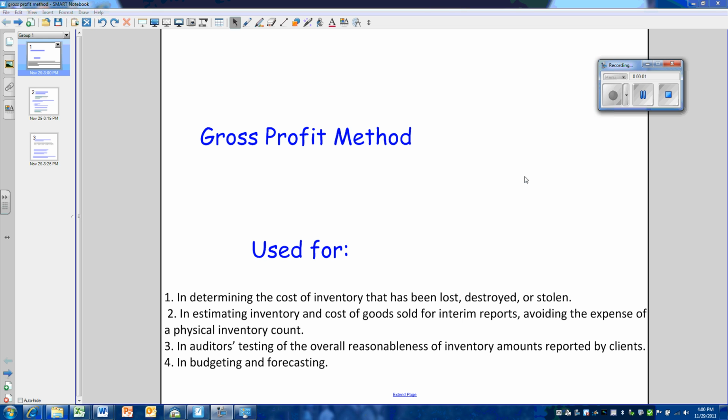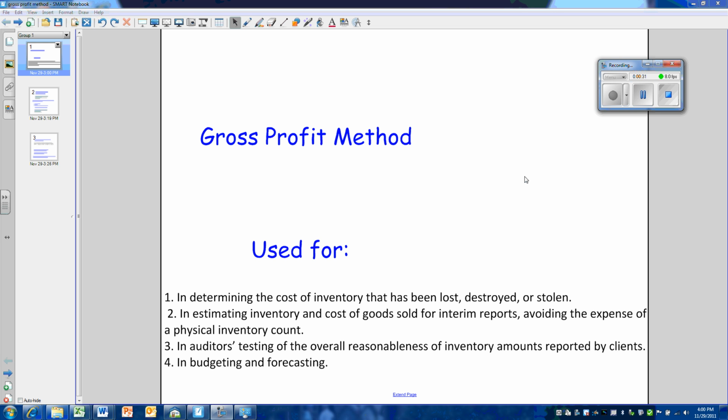Look at the gross profit method. This is a useful tool in accounting that we can apply when we have to determine an estimated ending inventory. It is used in cases where we need to determine the value of inventory that is no longer available to be counted, such as in the case of a fire, flood, or theft. We could also use it for interim financial reporting.